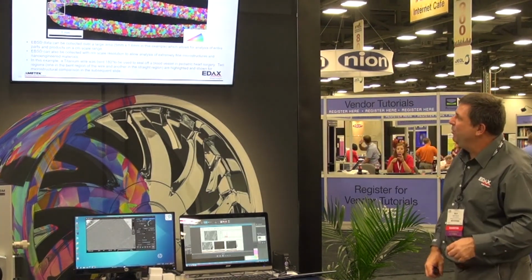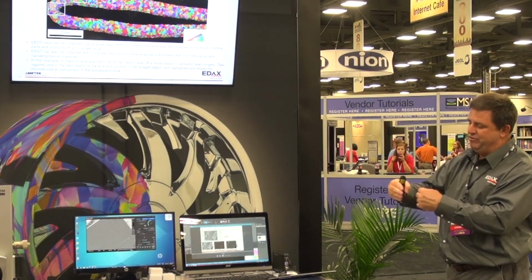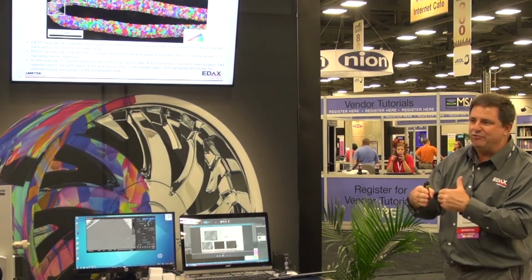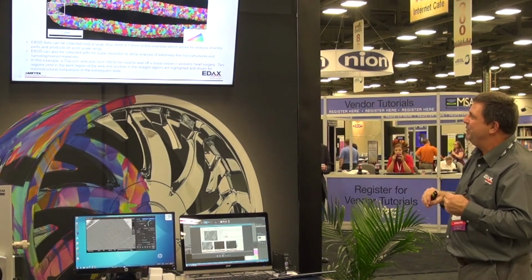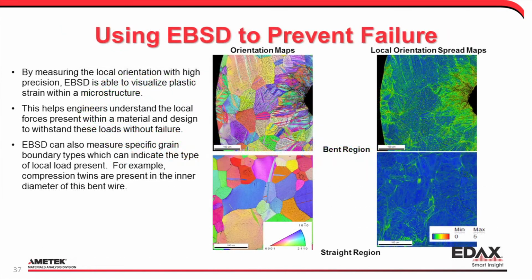This is another kind of cool example. This is a titanium clip, and it's actually used to close an artery in pediatric surgery. My son had one of these implanted when he was about a week old, and the doctor gave me one. I said I'd love to look at that under the microscope. The straight area up above is the normal area, and then there's a bend area at the left. So what can we see in there? We see an orientation map from the bend area on the top and the base area on the bottom.